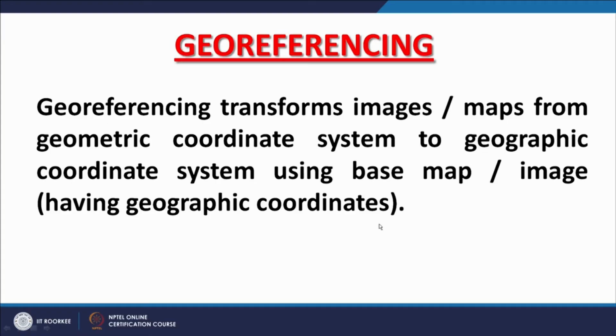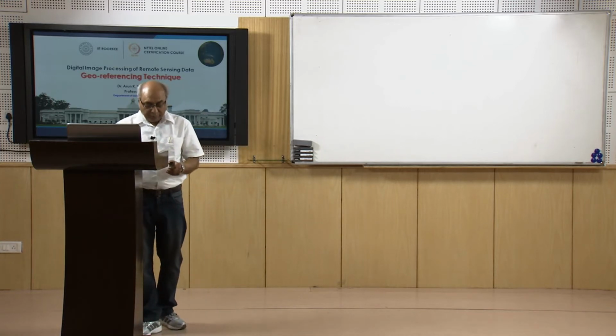You need something standard on which you will transform, so you require maybe some base map, maybe ground control points which are collected in the field using GPS or differential GPS, or maybe a master image which is already geo-referenced. So taking that as a master image, the raw image which is in the geometric domain can be transformed by collecting the GCPs or ground control points, which we will see a little later.